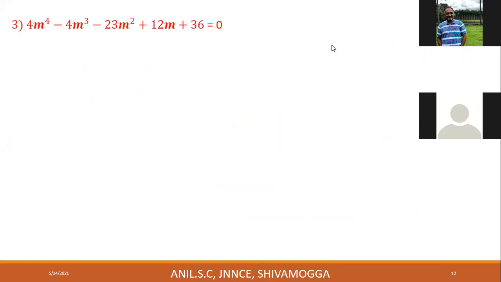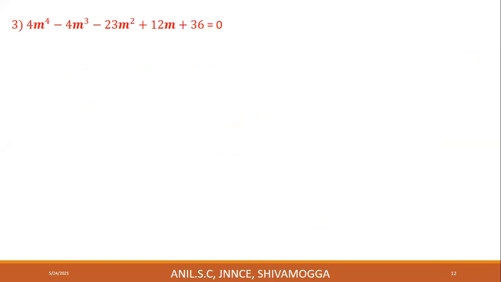One more. This is a biquadratic equation: 4m power 4 minus 4m cube minus 23m square plus 12m plus 36 equal to 0. How do you approach this? As it is, you cannot simplify or factorize this. So by the inspection method, you have to find one root.